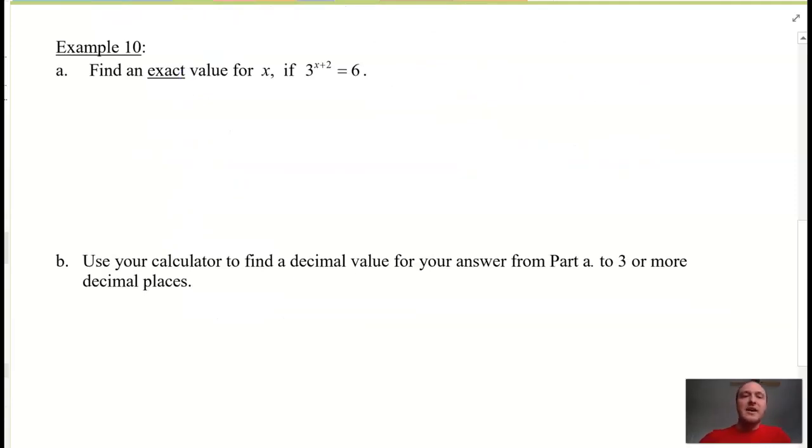Example 10. Here it says, find the exact value of x for 3 to the power of x plus 2 is equal to 6. So what we're going to do here, I'm going to show you the long way first, and then I'll show you the shortcut. Just bear with me for the long way.